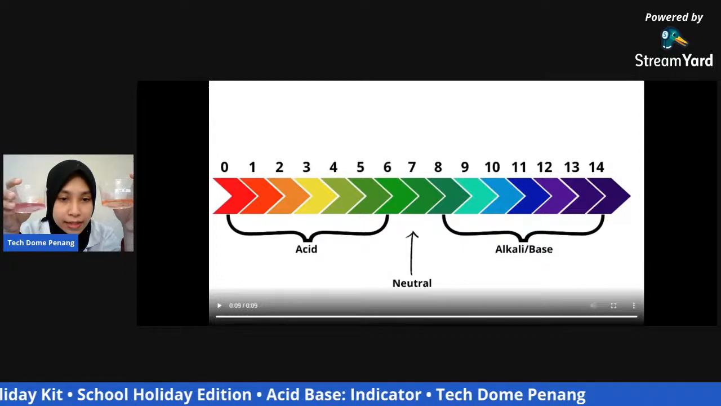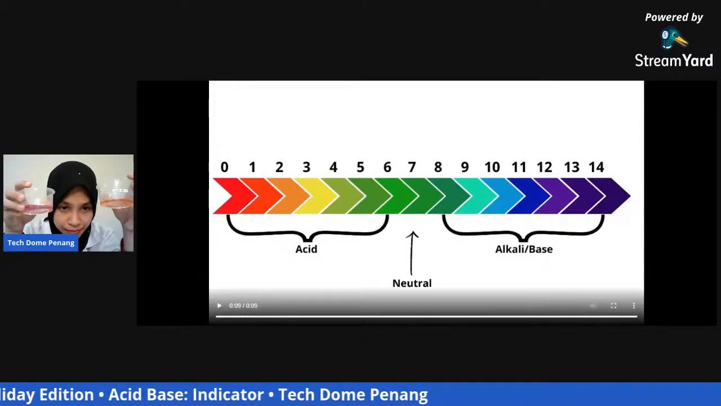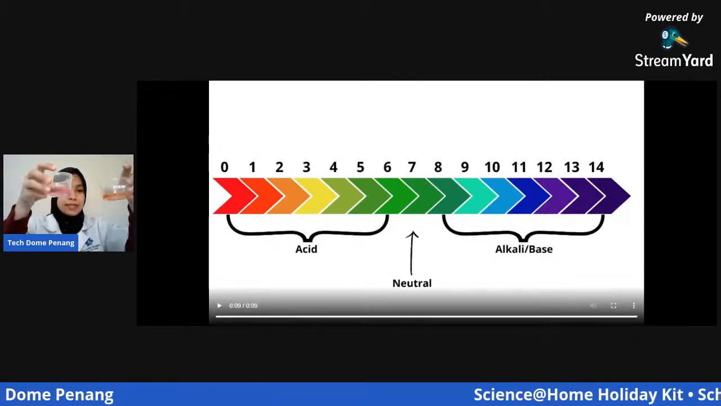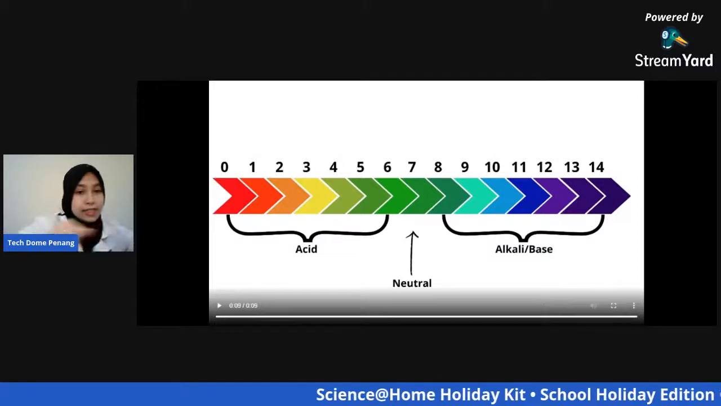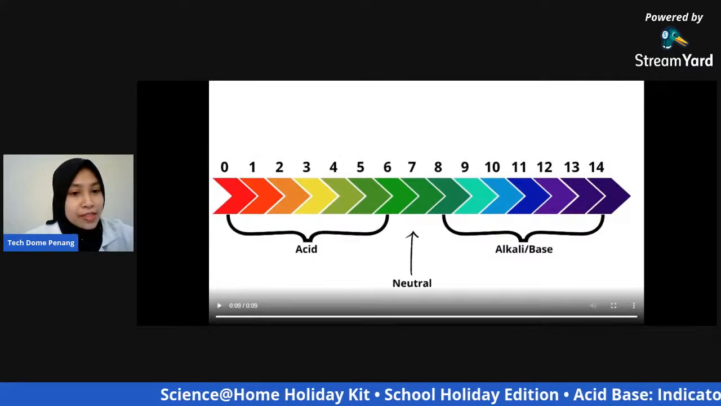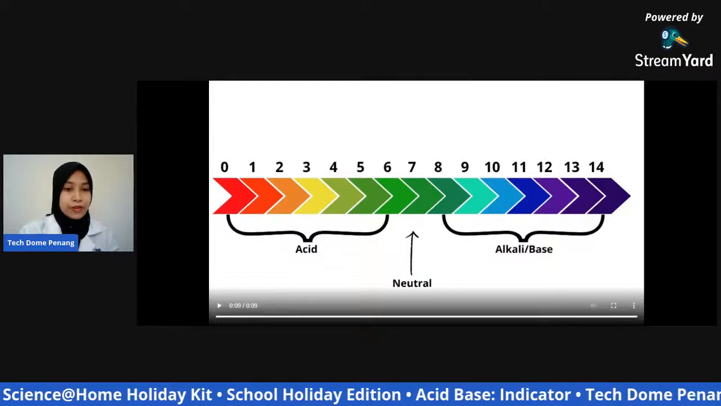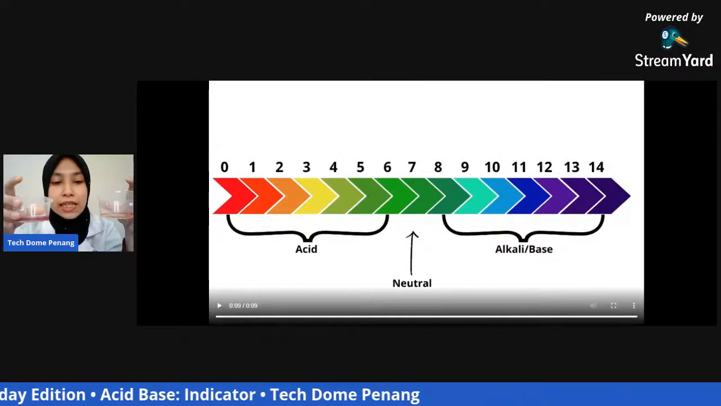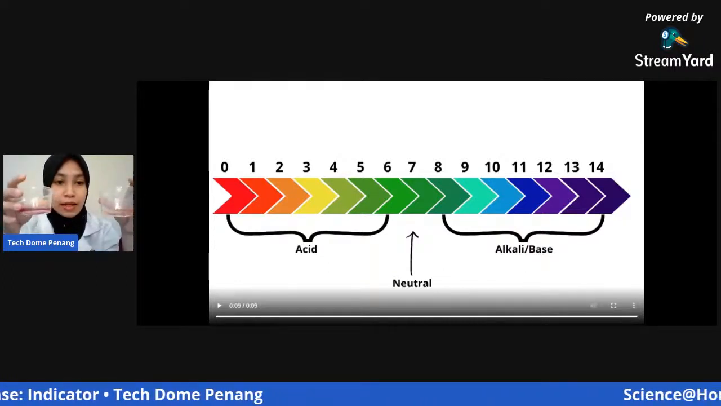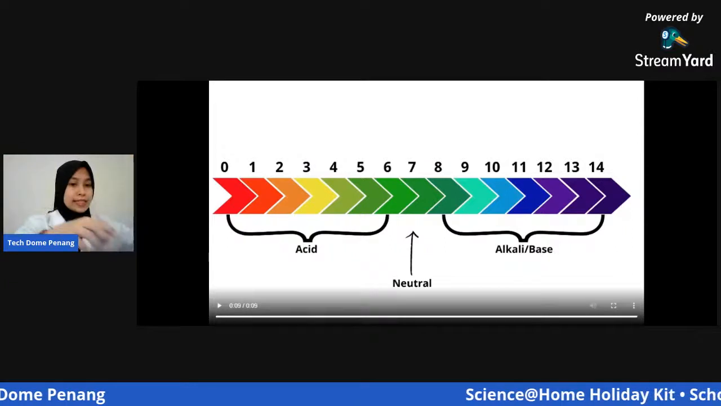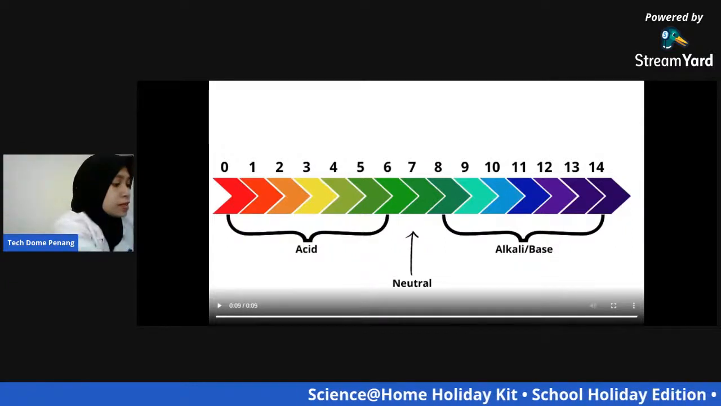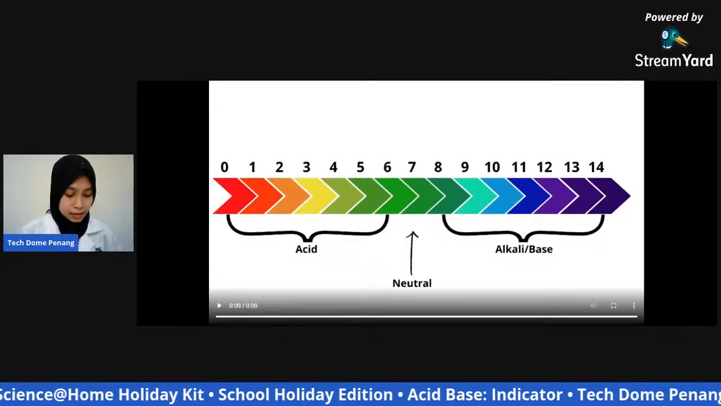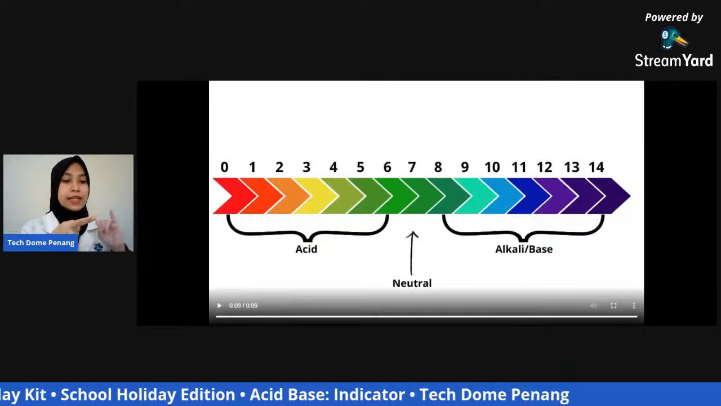So you can see on the scale that acid can turn orange and red like this. So citric acid is acid, as the name says. And then for vinegar, vinegar turns red, pink, and also orange like this. So it is also acid. Vinegar is also called acetic acid. So the acids are citric acid and vinegar.